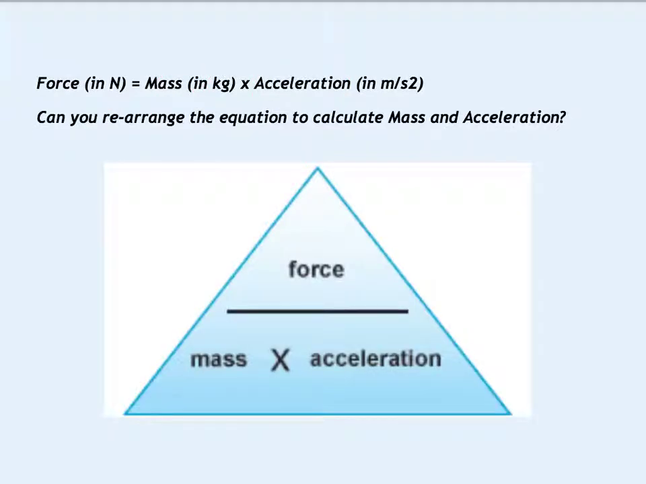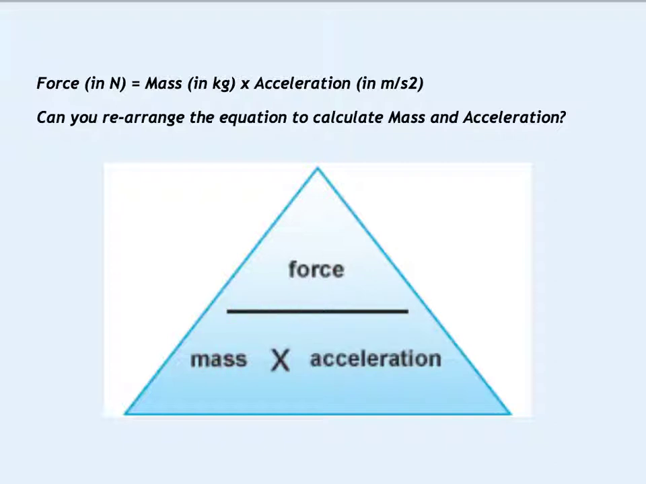Okay, so here is that triangle, and let's hope you've got it right. As with all of these triangles, you cover up the thing that you're trying to find. So if I want to find the mass, I cover up mass, and that gives me force divided by acceleration. If I want to find the force, I cover up force, and that is mass multiplied by acceleration. And if I want to find the acceleration, that is force divided by the mass.